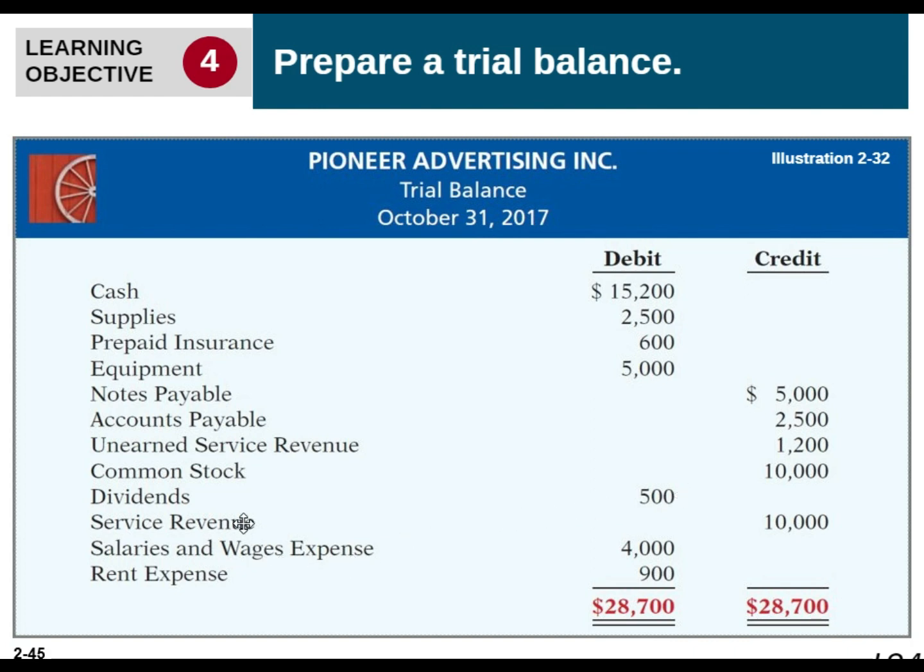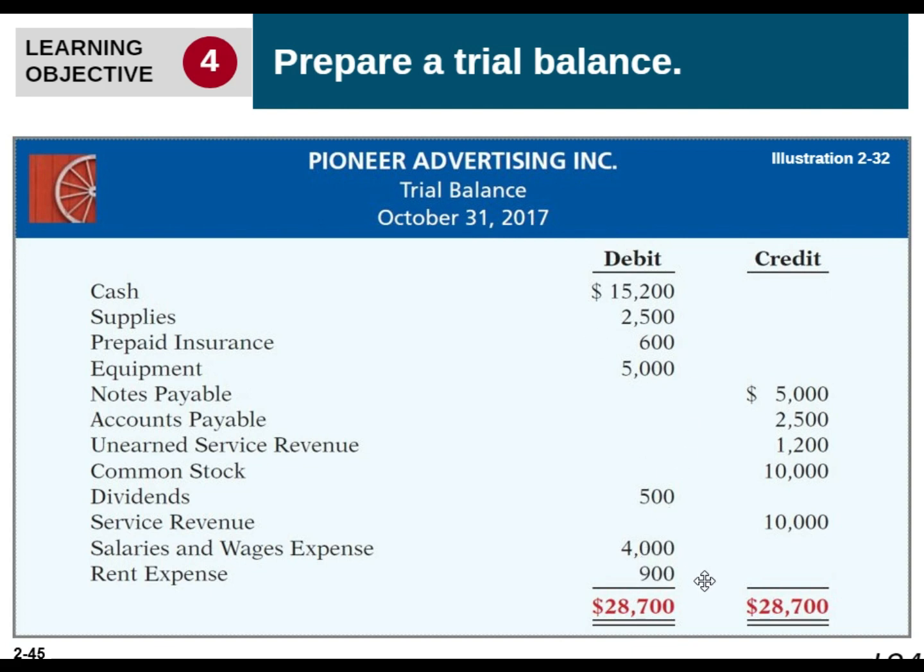And then we have service revenue, which follows the equity. It's under equity, 10,000 credit balance, so we transfer that over as a credit. All the expenses are still under equity, but they decrease equity, so they go the opposite way. So they should have normal debit balances. In this case, 4,000 for salaries and wages, and rent expense 900. So those are all the debits and credits.